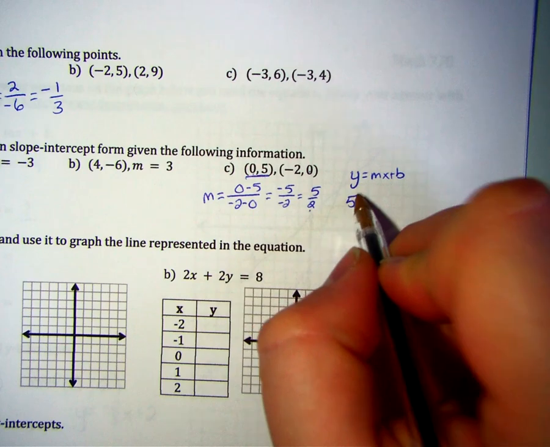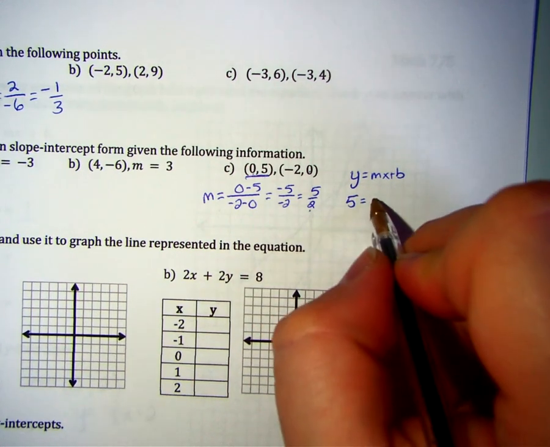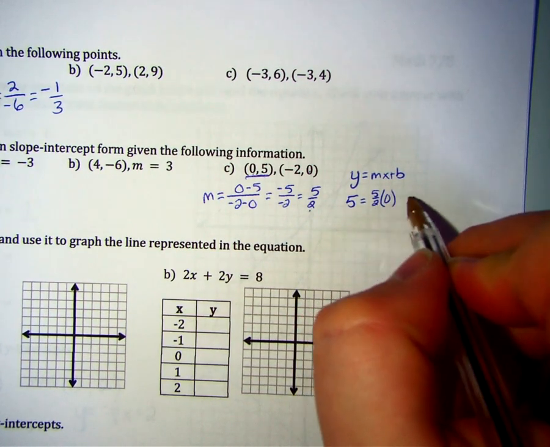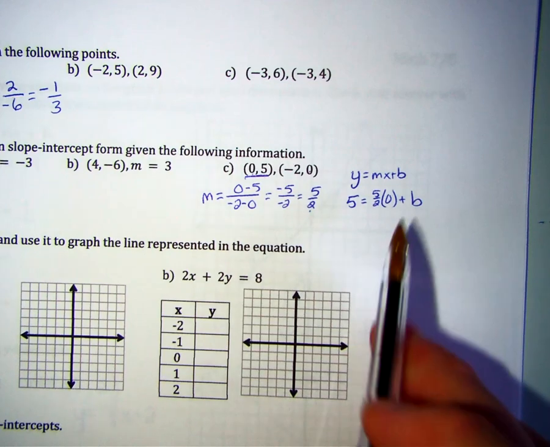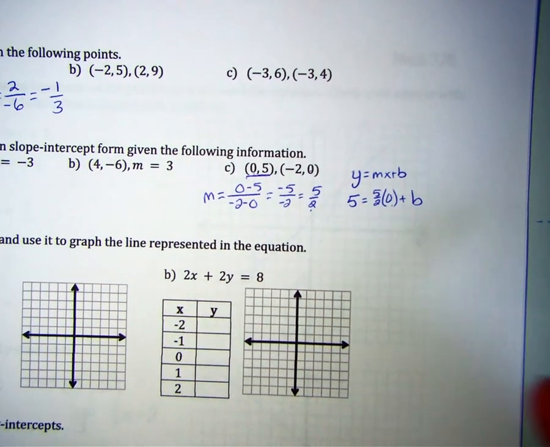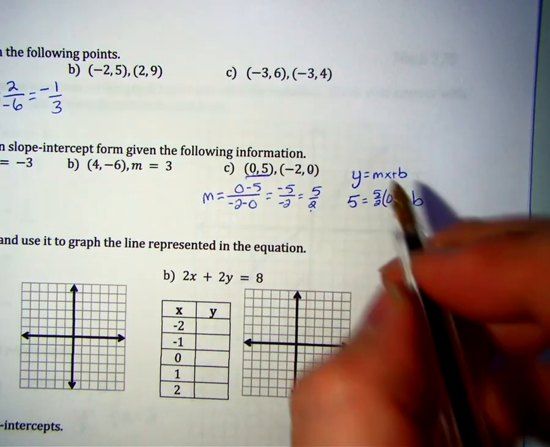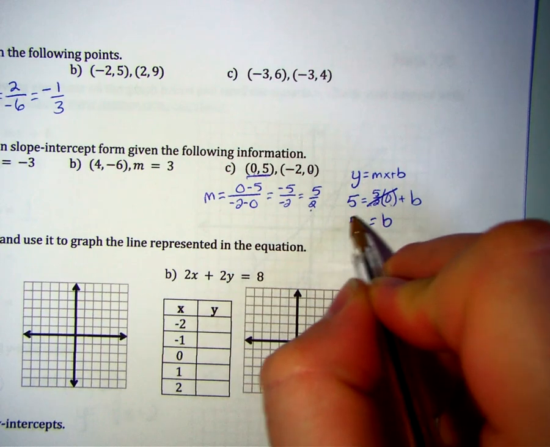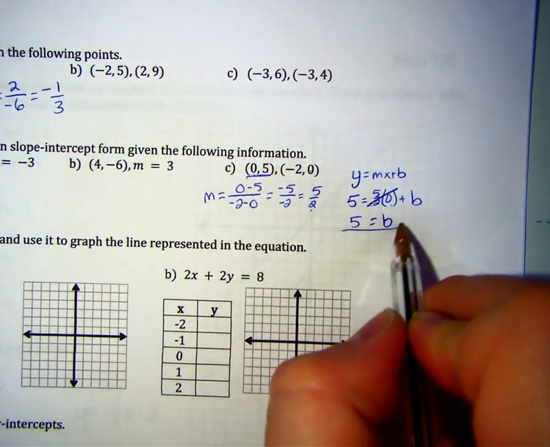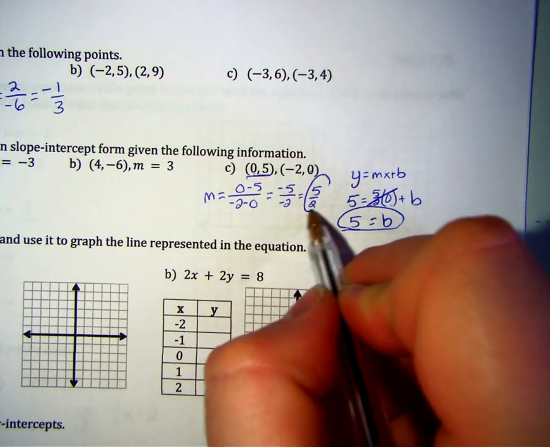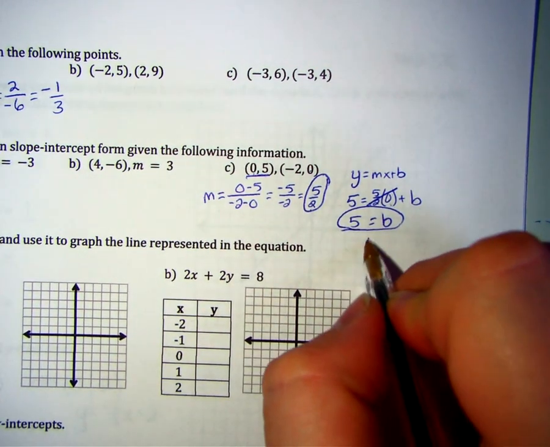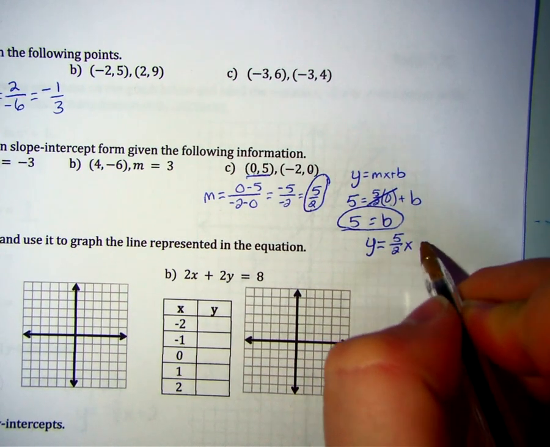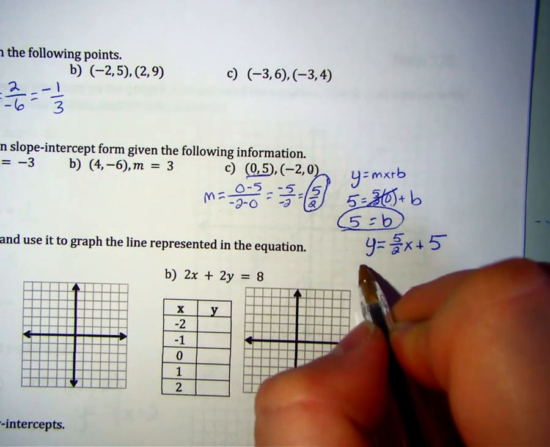It's got a y value of 5, equals my m value, 5 halves, times my x value of 0, plus b. Well, I like using an x value of 0 because 0 times 5 halves is going to cancel that out. And so we can see that b is equal to 5. And now that I know my b value and my m value, we can rewrite our equation. y equals my m value of 5/2 x plus my b value of 5.